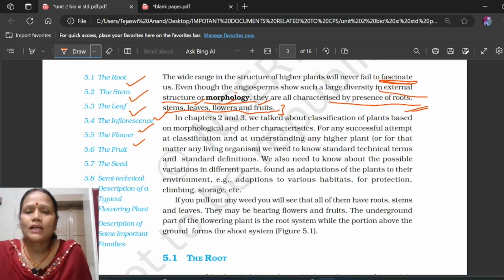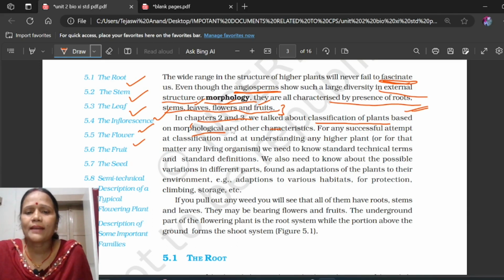The angiosperms are those plants which have covered seeds. They have no naked seeds like in gymnosperms. The antonym or opposite of angiosperms is the gymnosperms. We can say the contemporary branch of angiosperms is gymnosperms. So in chapters 2 and 3 we have already studied the classification of plants based on morphological and other characters.